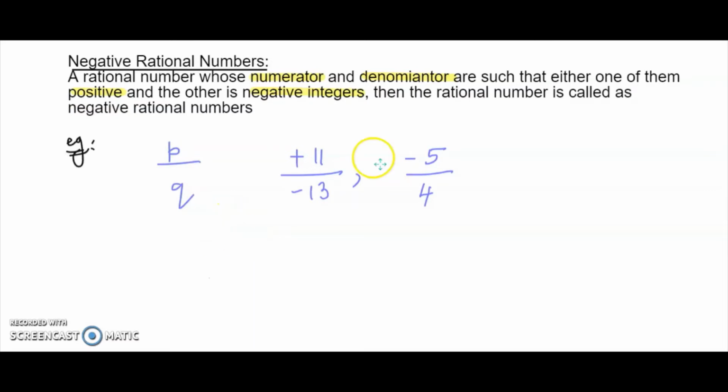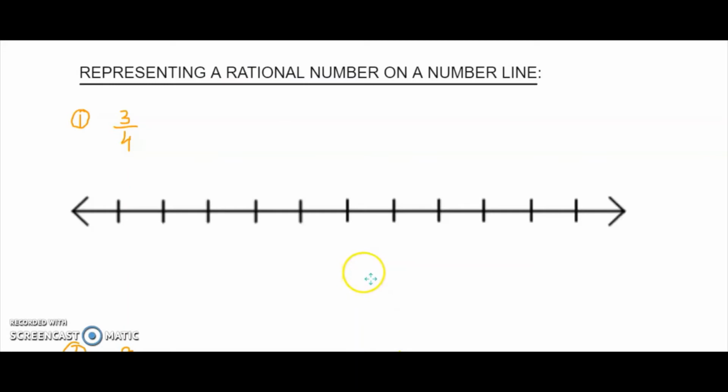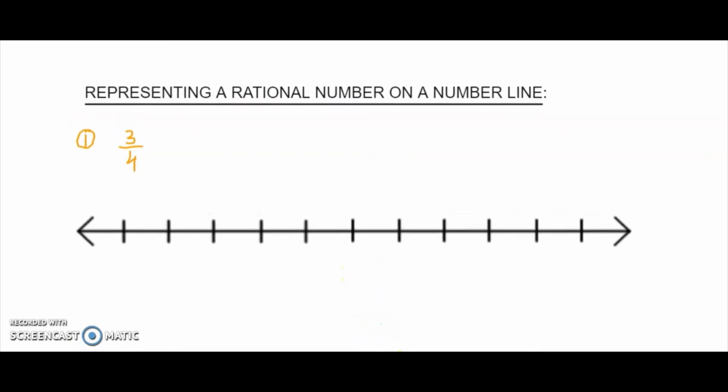Hope this is clear. The first thing that we're going to learn is how to represent a rational number on a number line. Here it's 3 by 4. It is a proper fraction, right? So first we learn how to represent a proper fraction and then we learn to represent an improper fraction. I'm taking positive rational numbers first and then I'll teach you the negative rational numbers. Always look at the denominator, and based on the denominator, you divide the space between the numbers into that many divisions.